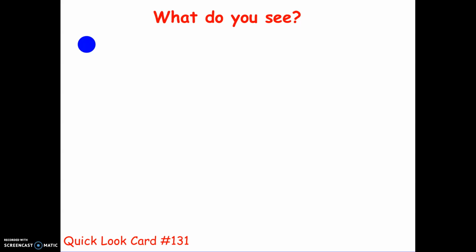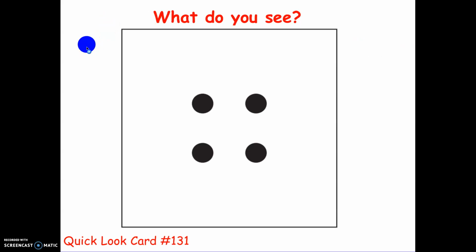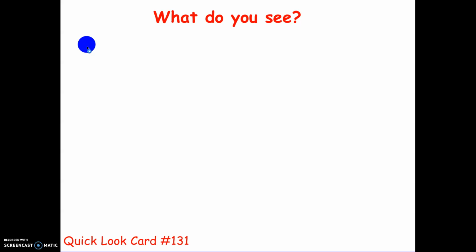But first, what do you see? Some quick look cards. What did you see and how did you see it? Did you see 4? How did you see 4? Did you see one group of 4, so that would be 1 times 4? Or did you see 4 ones and think of it as 1 plus 1 plus 1 plus 1?